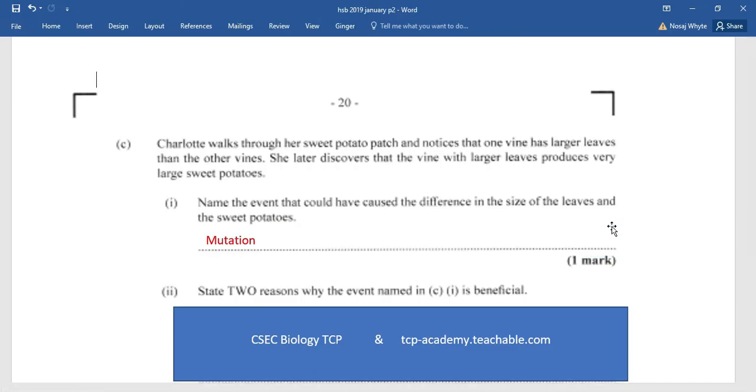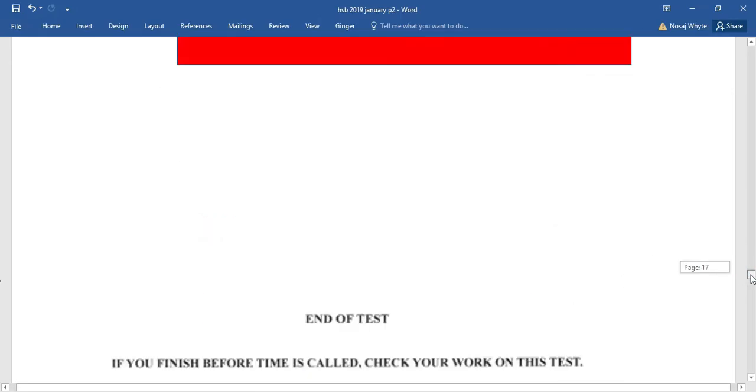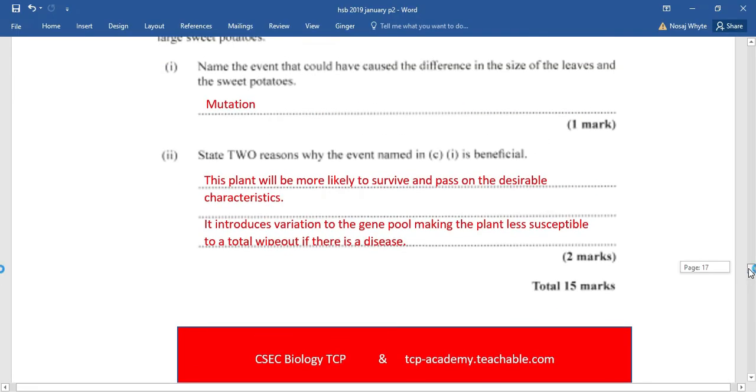Now state 2 reasons why the event named in C is beneficial. The plant will be more likely to survive and pass on desirable characteristics. That is one reason why it's beneficial, because desirable characteristics, like bigger potatoes, mean more money on the market. Now it introduces variation to the gene pool, making the plant less susceptible to total wipeout if there is a disease. So here we have some good reasons why it is of course beneficial to have mutation taking place.